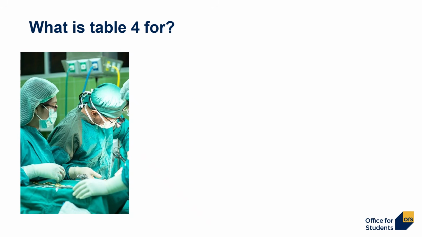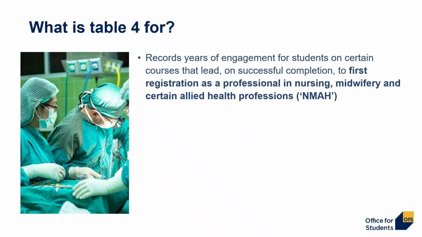What is the purpose of Table 4? Well, it allows providers to record years of engagement on courses which, on successful completion, lead to first registration as a professional in nursing, midwifery and other certain allied health professions. The list of these professions can be found on Table 4 in the workbook or in the HESES guidance in Annex H. Notice that the tables don't record all healthcare professions. For example, students training to be paramedics or nursing associates are not included on Table 4.